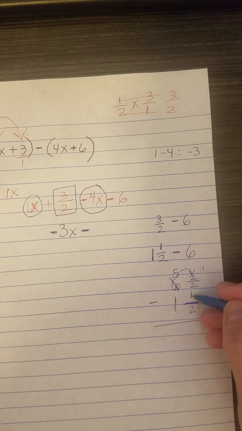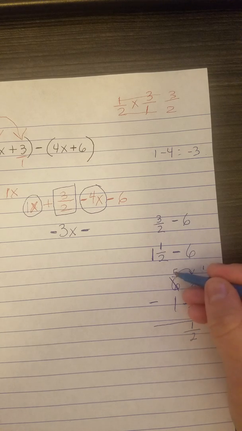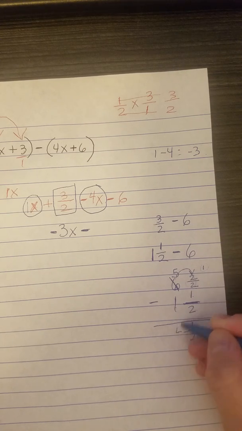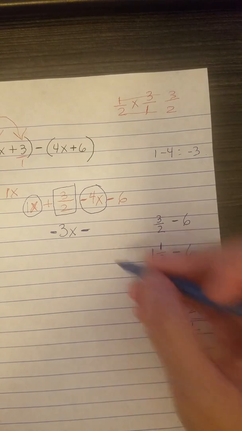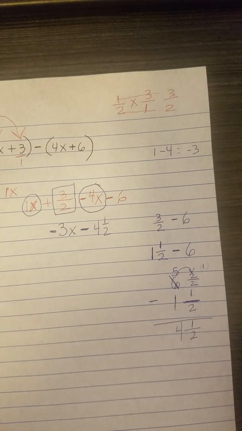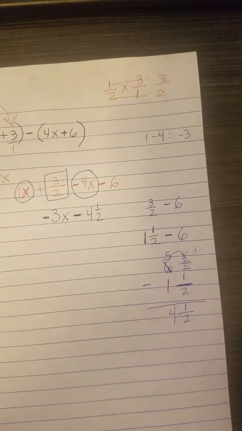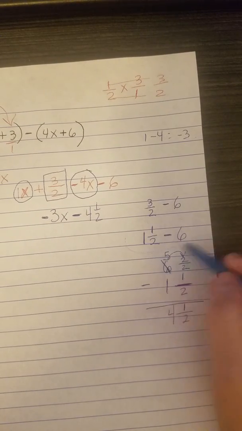So 2 minus 1 is 1. 2 is just 2, same denominator. 5 minus 1 is 4. So my answer is negative 4.5. Okay? And that's a pretty easy thing to do. You could also do this visually.